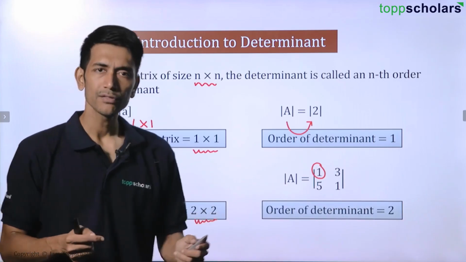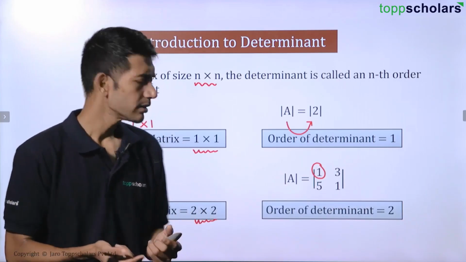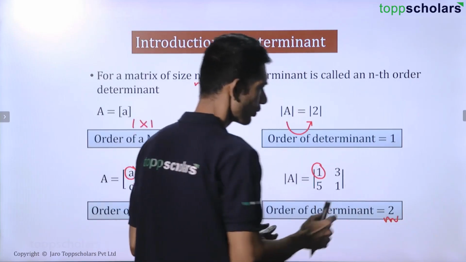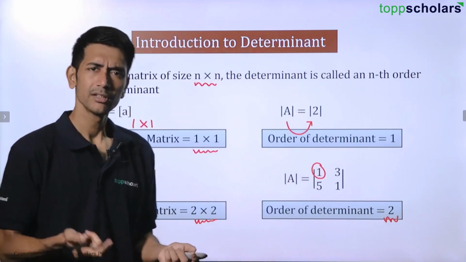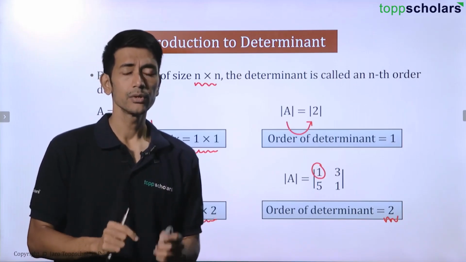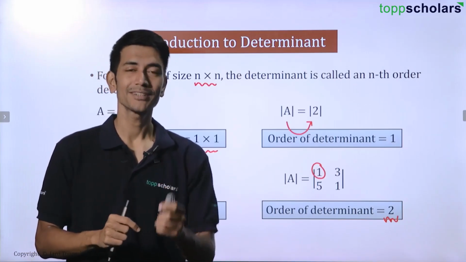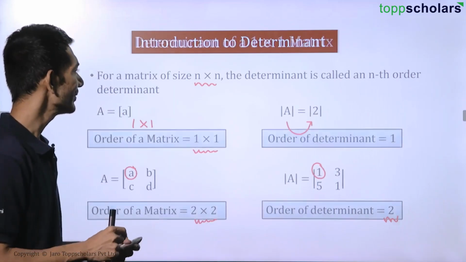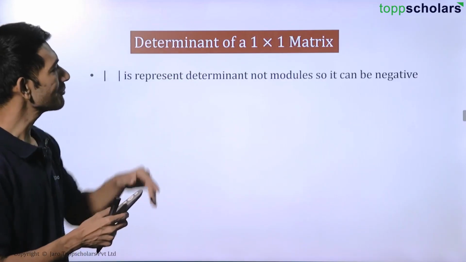So what is the order of this determinant? If I just talk about the order, it is 2. Why? Because there are 2 rows and 2 columns. Simple as that. This part is clear. I hope the order part is clear to you. But we are also going to see how to find out the determinant now. Okay, let's continue. So determinant of a 1 by 1 matrix.